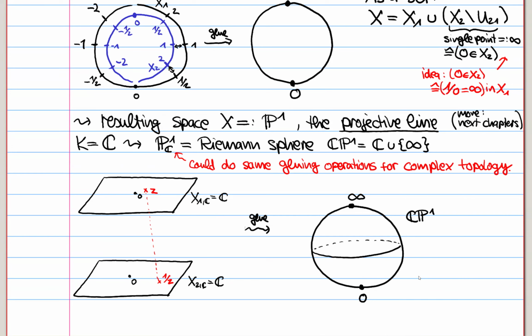So at least in the complex topology, we get something very nice, and we get something which is compact. The sphere is indeed compact. And that was one of the other complaints that we had about affine varieties, that it's hard to get a compact space.